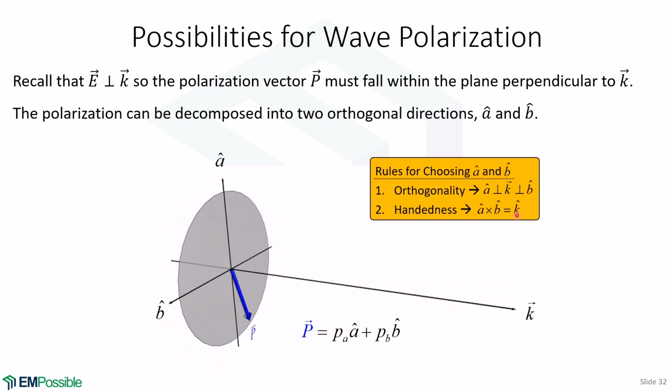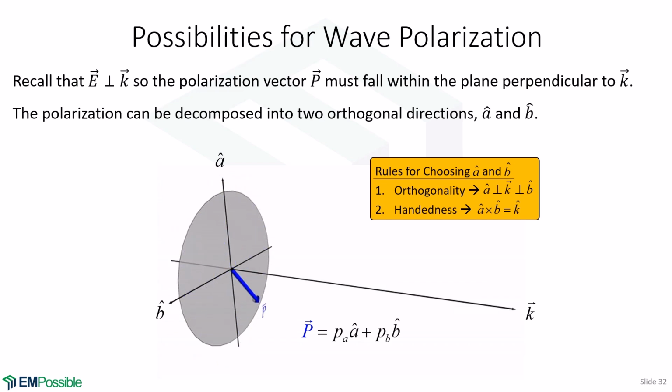So if K were in the z direction, it would have to be x cross y to give us the z direction, right? Because y cross x would be the negative z direction. So as long as A and B follow those rules, then it's a valid choice for A and B. We could also think of A and B sort of rotating around just like P is, and all of those would be valid choices for A and B.